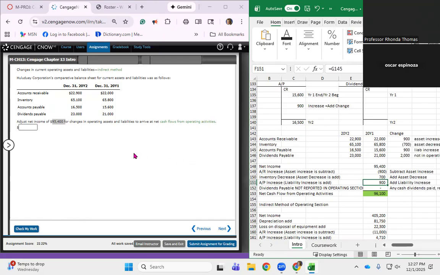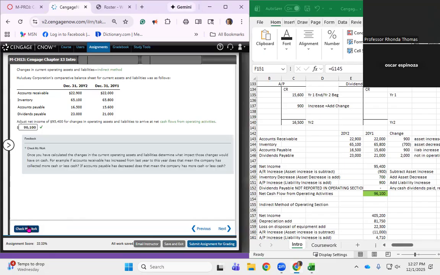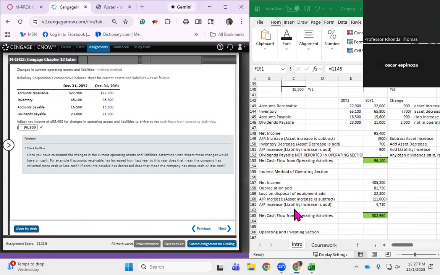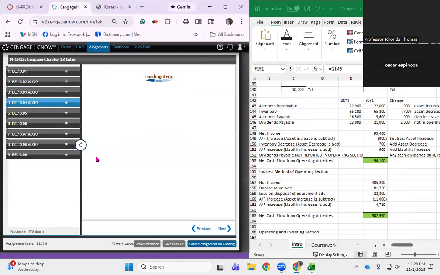You add the change, and then the dividends payable, it is a payable, which means it is a liability, but because that's not what we do in operations is pay out dividends, that is not included in the operating section. So my net cash flow from operating activities based on this information should be 96,100. Let's see if I've paid enough attention or not. Okay, yep. There it is. Okay, let's keep working.